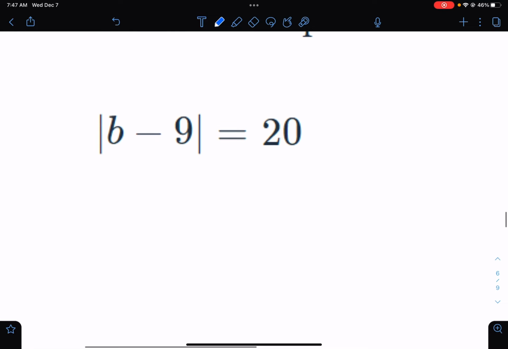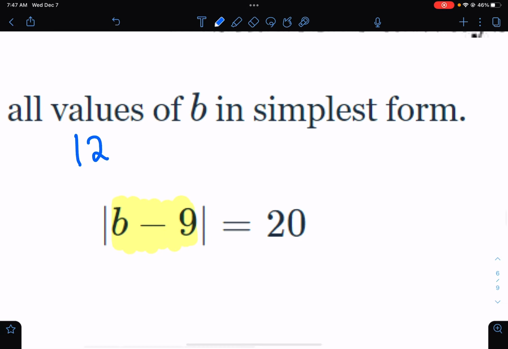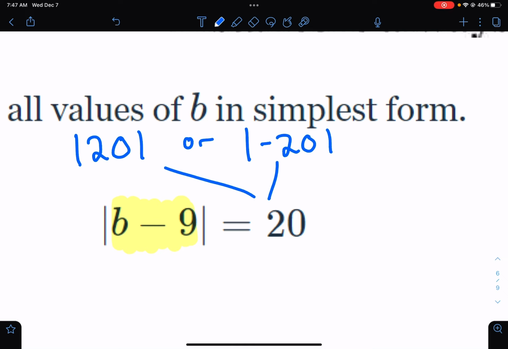So we'll go ahead and start this first one here. What this is telling us is that what is inside here, the absolute value of it, is equal to 20. So what that means really is that we could either have the absolute value of 20 or the absolute value of negative 20. Both of those are equal to 20, okay?